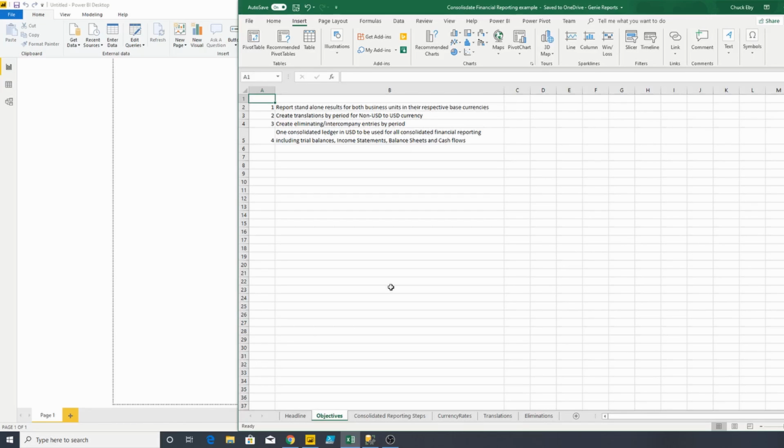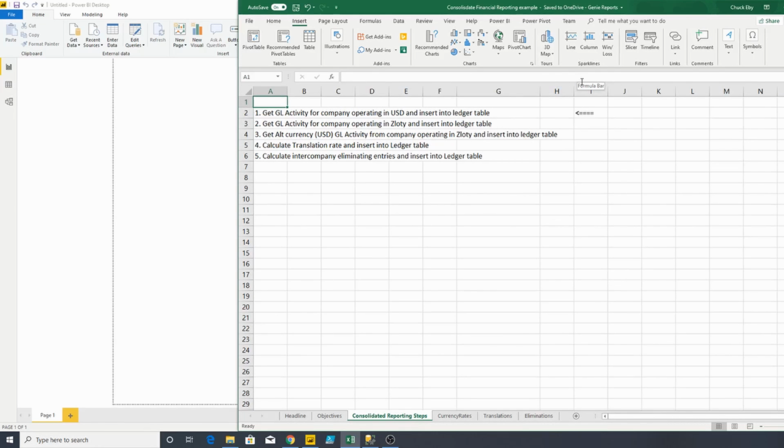There are four main objectives: to be able to report standalone results for both business units in their respective base currencies, to create translations by period for non-USD to USD currencies, to create eliminating intercompany entries by period between the relevant business units, and finally, the overarching objective to have one consolidated ledger in US dollars to be used for all consolidated financial reporting.